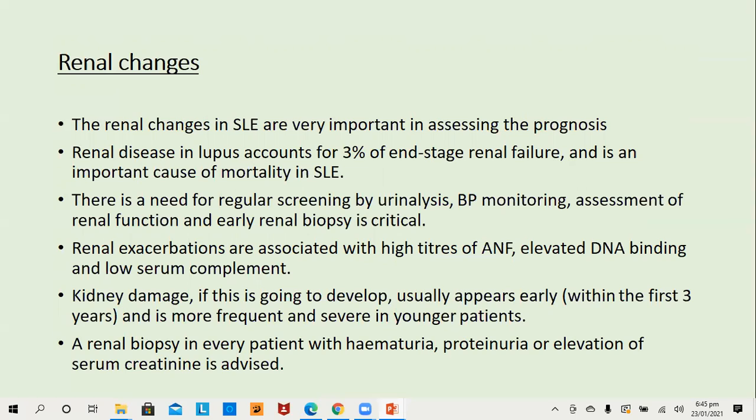The renal exacerbations are associated with high titer of anti-nuclear antibody, elevated DNA binding, and low serum complement level. So the prognosis of renal disease is assessed by ANA, anti-double stranded DNA, and by serum complement level. Kidney damage, if it is going to develop, usually appears early, that is within first 3 years, and is more frequent and severe in younger patients. Renal biopsy in every patient with hematuria, proteinuria, or elevated serum creatinine is advisable.